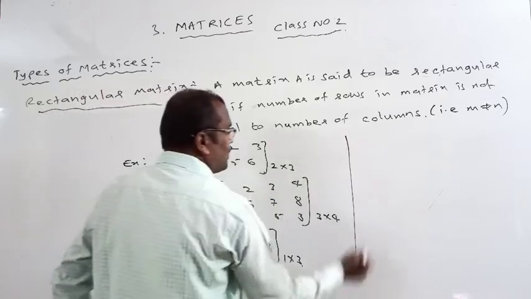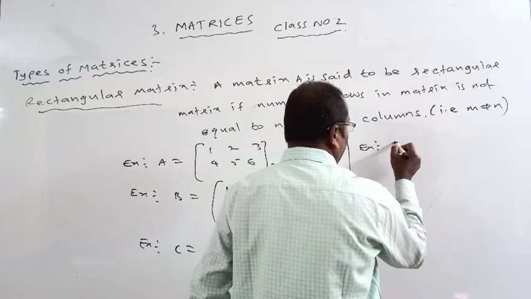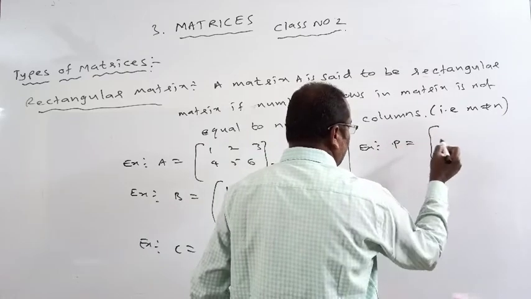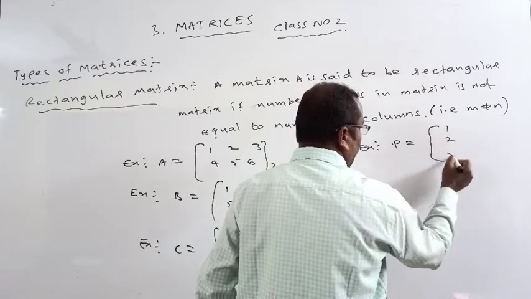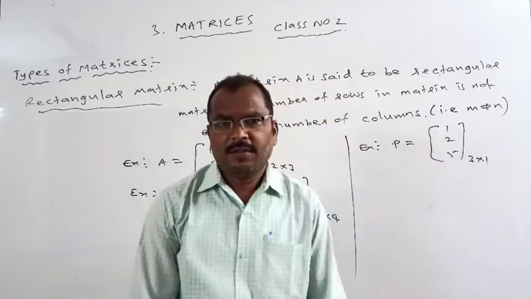Next example is the last example I am writing. Matrix P is equal to 1, 2, 5. Here 3 rows, 1 column.